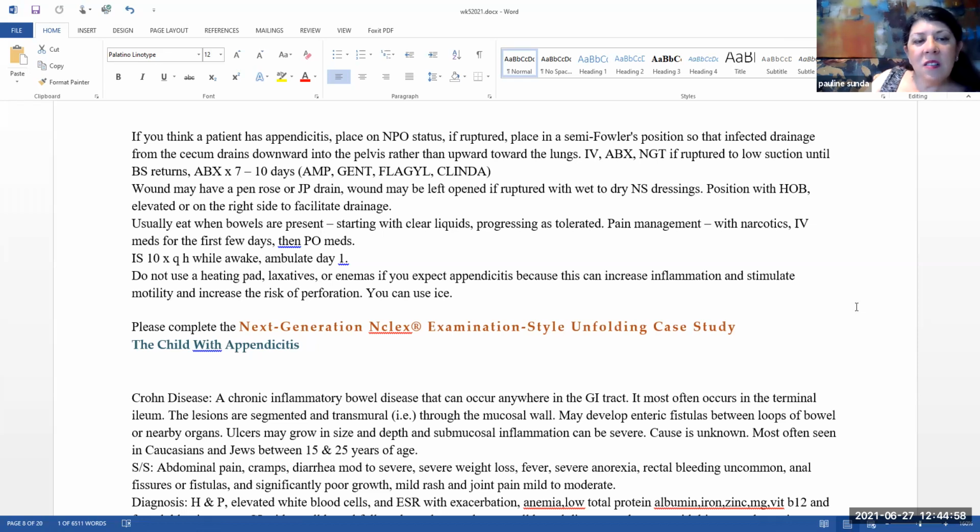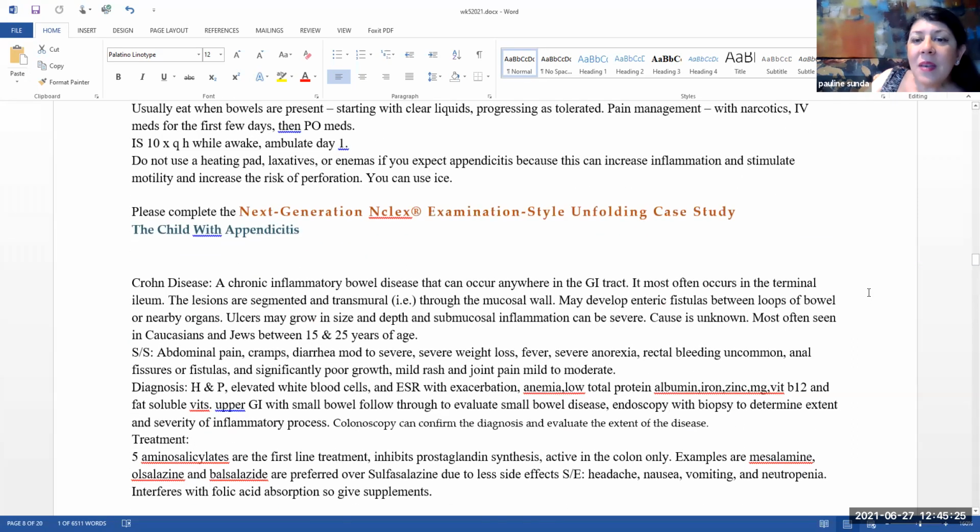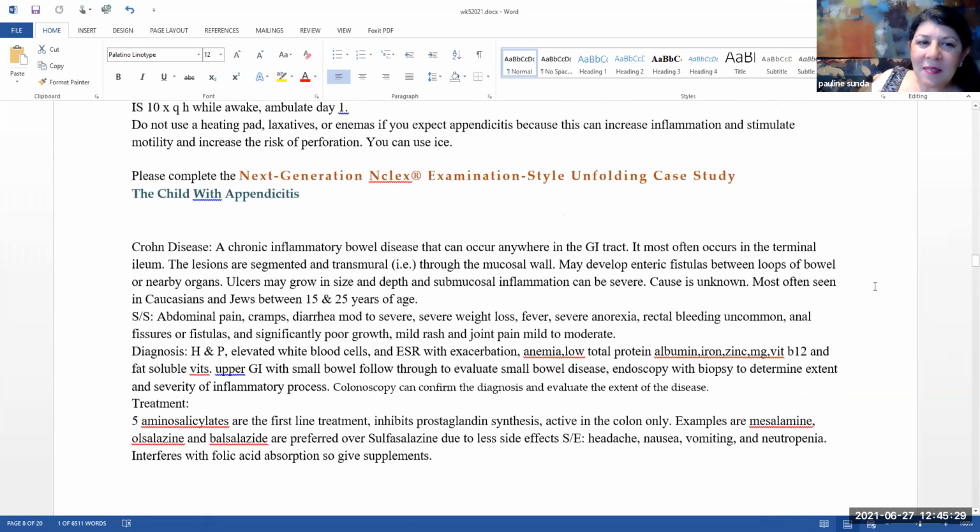They should be using an incentive spirometer 10 times an hour while awake, and they do ambulate the very first day. You don't want to use a heating pad, laxatives, or enemas if you suspect somebody has appendicitis, because this can increase inflammation and stimulate motility, and then this can increase the risk for perforation. You can use cold packs or ice packs. In your text, there is an unfolding case study, so you may want to complete that.